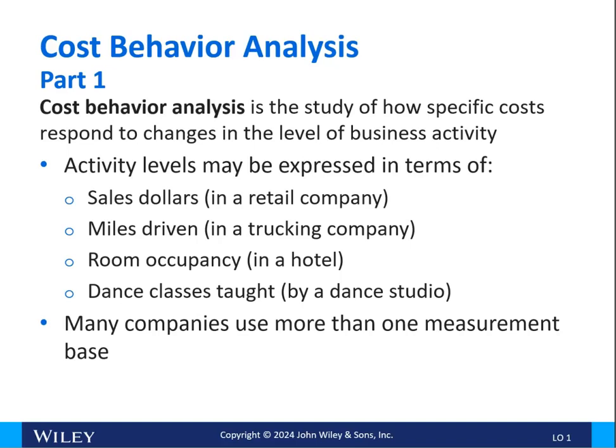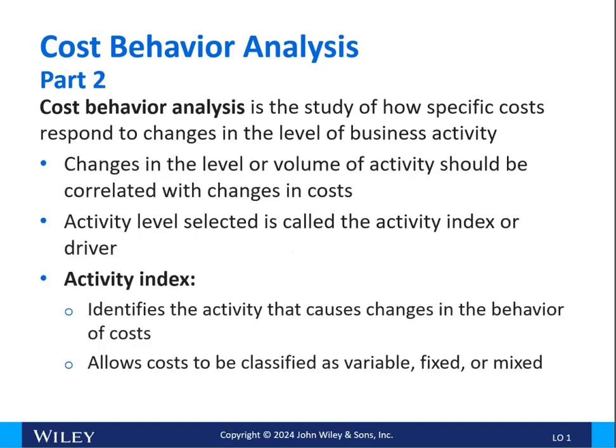So activity levels may be expressed in terms of sales dollars, miles driven, room occupancy, dance classes taught, and many companies use more than one measurement base. So they'll do a combination of things because the costs are going to change, again, depending on the activity level. Changes in the level or volume of activity should be correlated with changes in cost. Activity level selected is called the activity index or driver. And that activity index identifies the activity that causes changes in the behavior of cost, and allows cost to be classified as variable, fixed, or mixed.